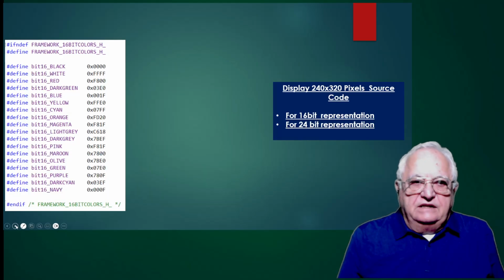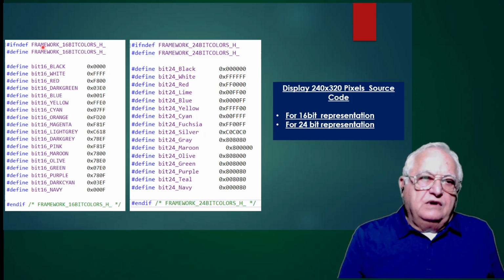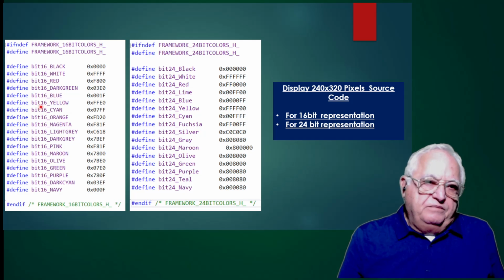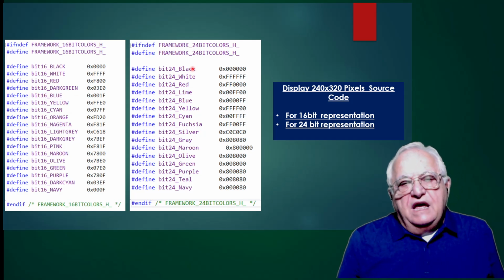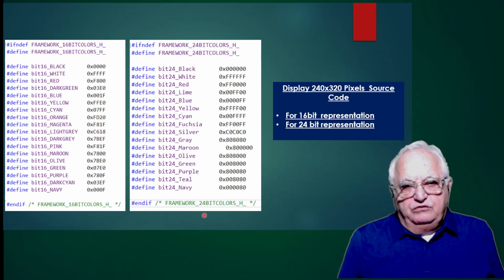So let's look at the framework. We're going to have one framework which is called framework 16-bit color, and I'm going to have all the colors that I'm interested in. We have black, white, red, and the value. So in the program, for example, if I want blue, I'm going to call out the parameter bit 16 underscore blue. And I've done the same thing for the 24-bit.